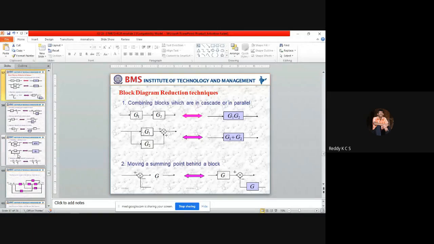When I look at this block diagram, here G1 and G2 are connected in series, whereas in the second block diagram, G1 and G2 are both connected in parallel. So when the blocks are connected in series, how do we convert this into a simple form? Simple form means there should be only one block. So these two blocks G1 and G2 are converted into one block, and it can be done by using the equation.